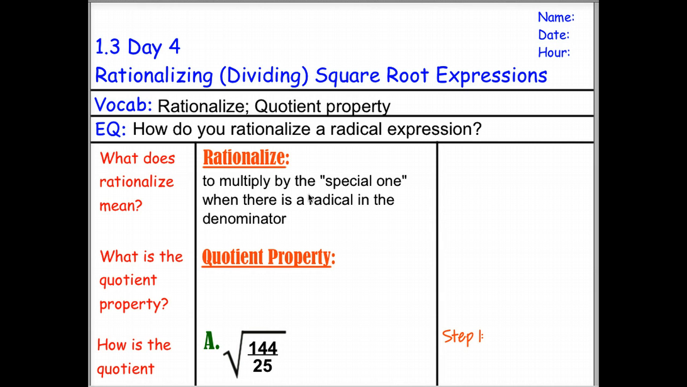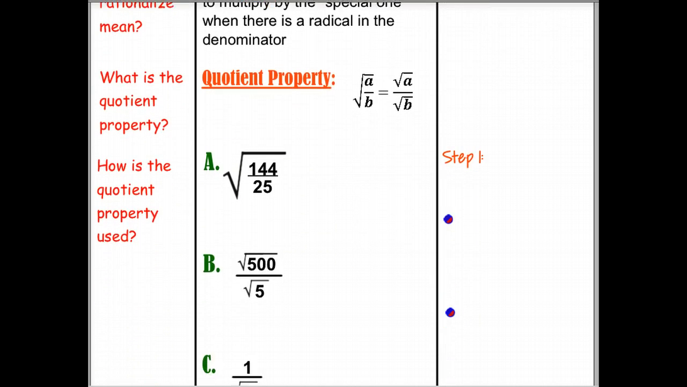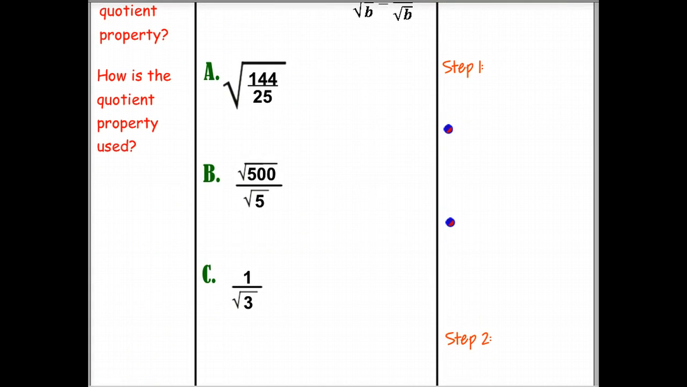But first we also want to talk about what a quotient property is. The quotient property simply states that if you have a square root of a fraction, you're going to square root the numerator, square root the denominator. Just like if you're squaring or taking a fraction to a power, you do the same thing to both numerator and denominator. That being said, let's take a look at A.